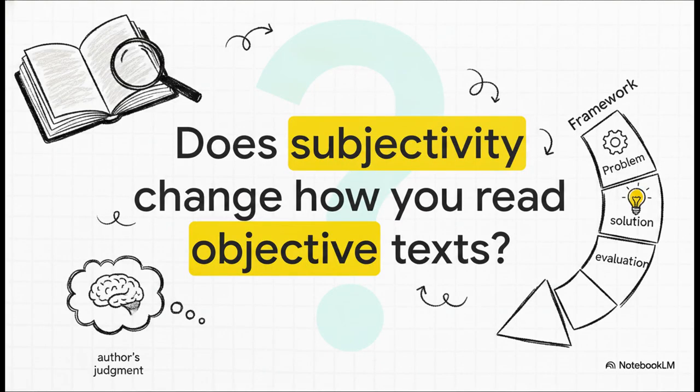Which brings us to our final takeaway. We learned earlier that at its core, evaluation is subjective. Sure, it's based on evidence, but it is ultimately the author's judgment. So I want to leave you with this provocative thought. If all evaluations are essentially subjective, how does that change the way you read so-called objective academic texts?